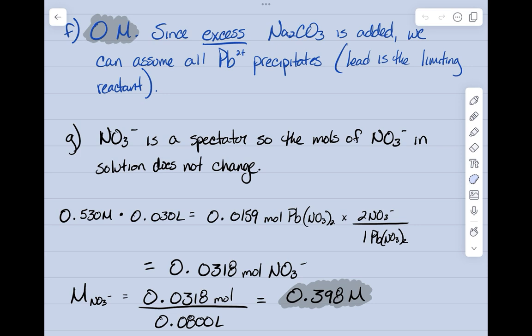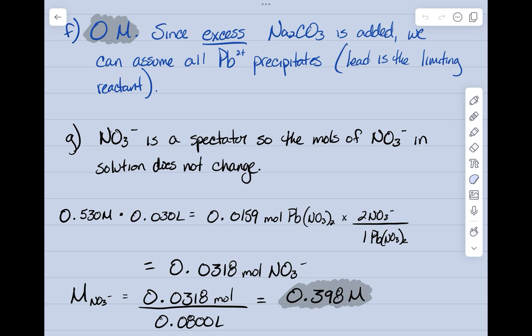So we just got to figure out how much we had, right? It came from the lead nitrate solution, so we're doing the concentration of the lead nitrate times the volume of the lead nitrate solution. We get 0.0159 moles of lead nitrate. It is a 2-to-1, right? Because it's lead nitrate, Pb(NO3)2. So there's 2 nitrates in there. So 2-to-1, we got to double that.